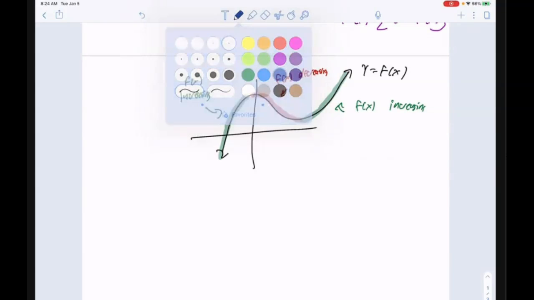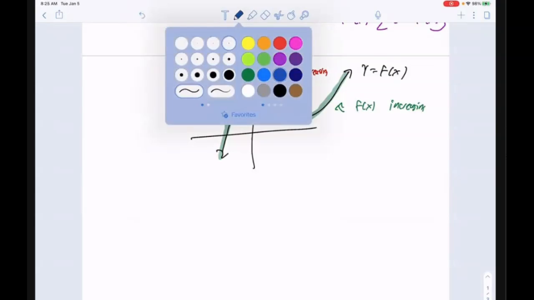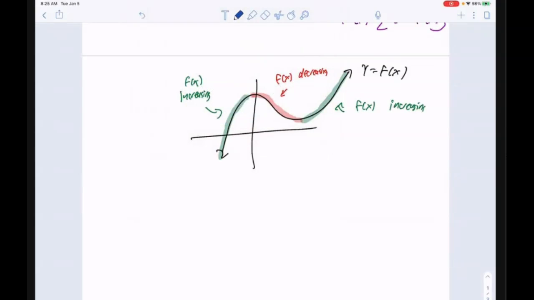Now, when we talk about the function increasing or decreasing, the question is, how do we identify when a function is increasing versus decreasing? Well, the answer is in the derivative. It is noted that f of x is increasing when what? What could you tell me that is true about that function when the function is increasing?